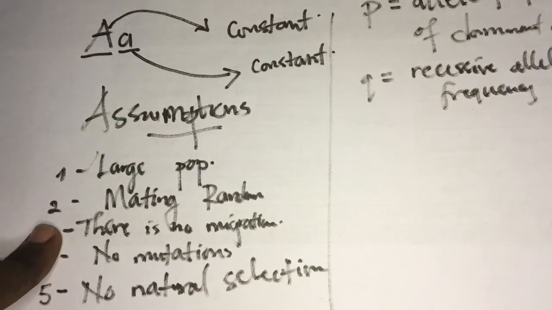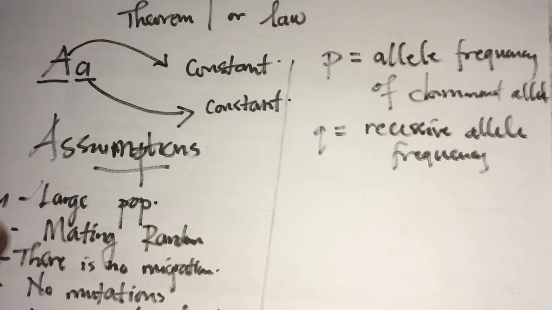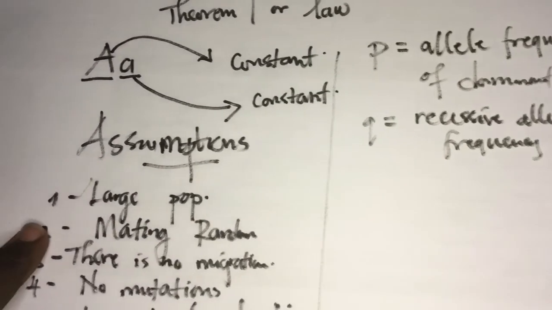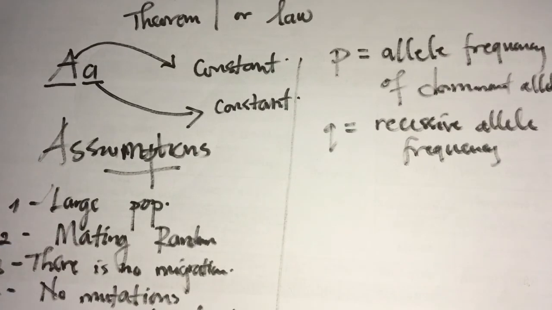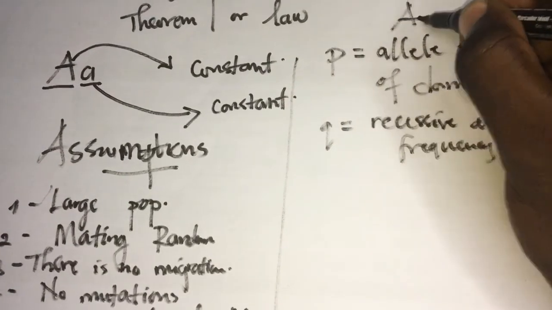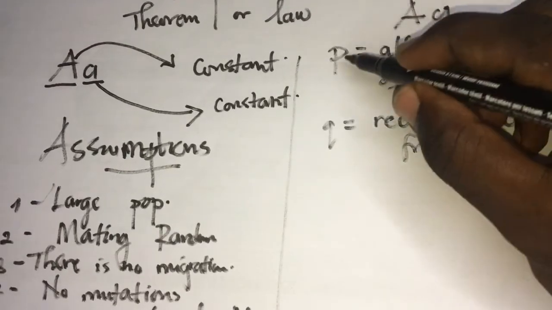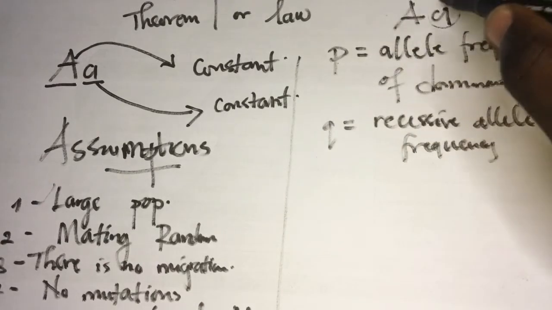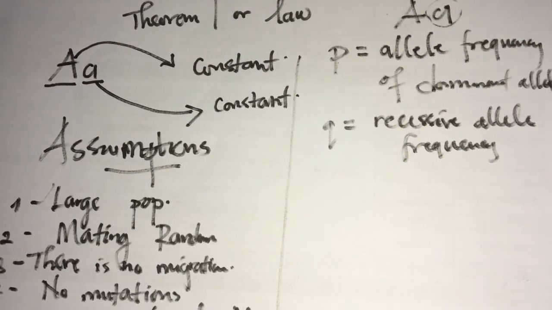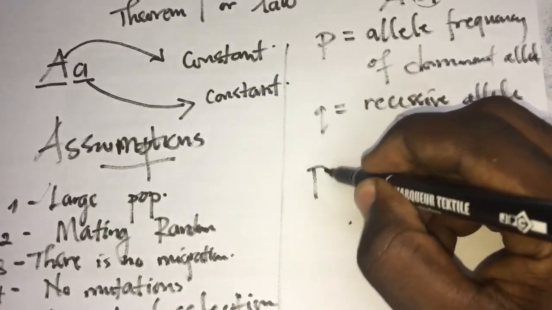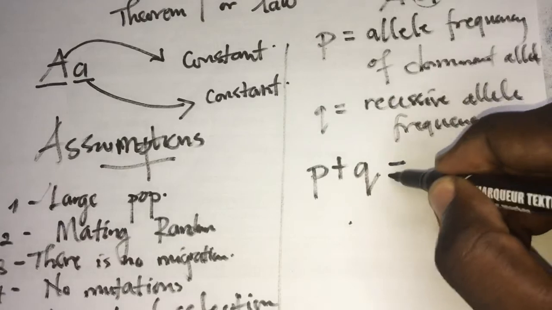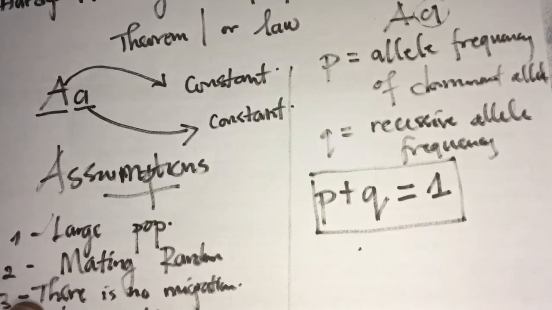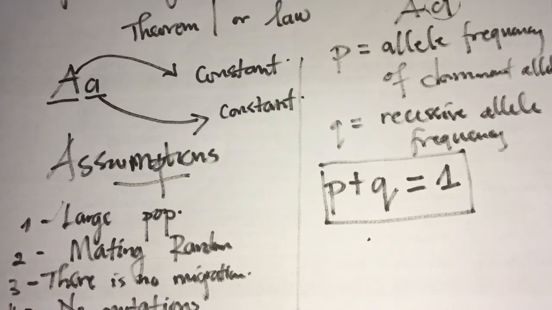So P gives us the dominant allele frequency, and Q is the recessive allele frequency. If you have the gene for albinism, capital A small a, P will represent the frequency of capital A, which is the dominant allele, and Q will represent the frequency of small a, which is the recessive allele. According to Hardy-Weinberg equilibrium, these frequencies will always remain constant. They will always sum up to give us 1. So if you sum up the different allele frequencies, it gives us 1.